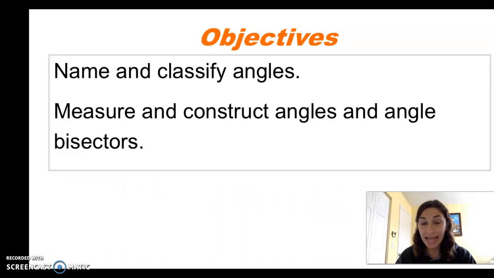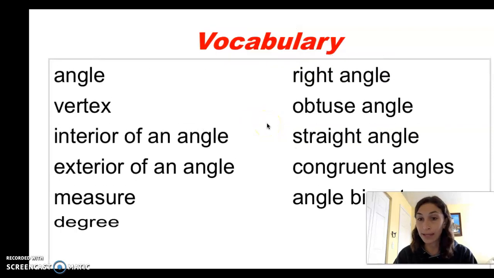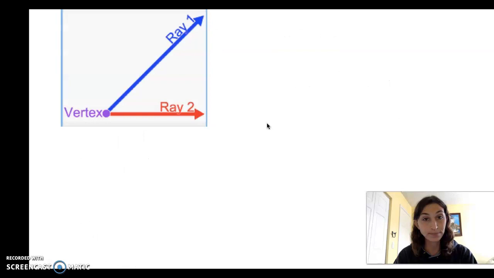This is Miss Woods, and today we are going to talk about homeworks number 3 and 4, which covers the topic of angles. These are our objectives today: name and classify angles, and measure and construct angles and angle bisectors. And this is all the vocabulary we are going to be covering.